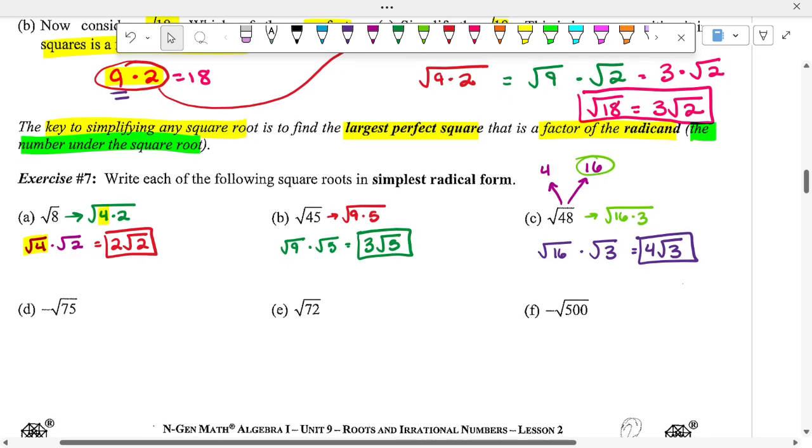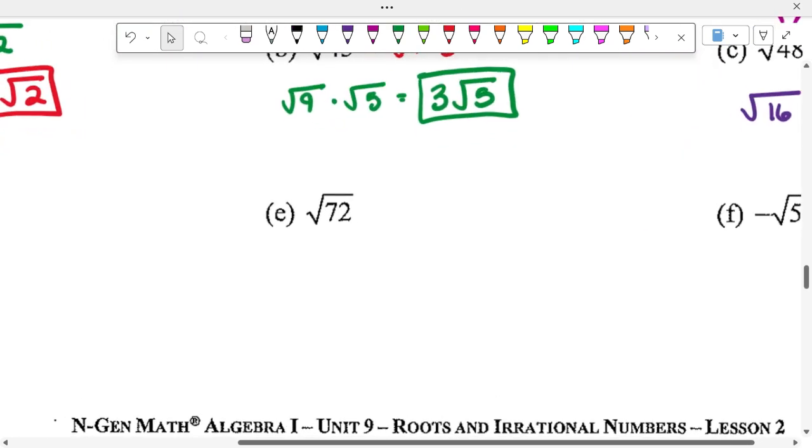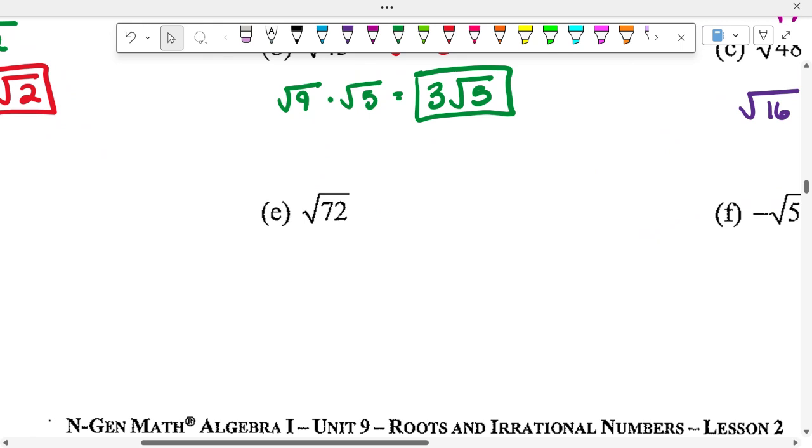All right, try letter E on your own. So letter E, try that one on your own. So use your perfect square list and divide your perfect squares into 72 until you get the largest one possible that you can use. So in reality, you should not go past 64 when you're checking.